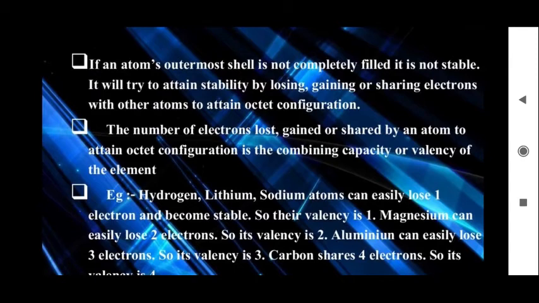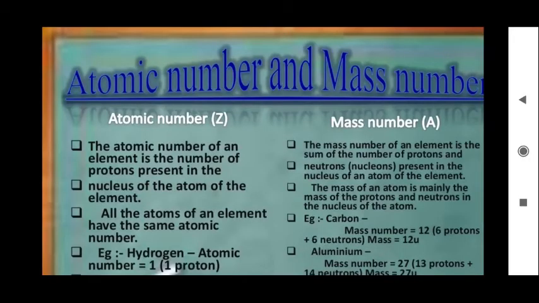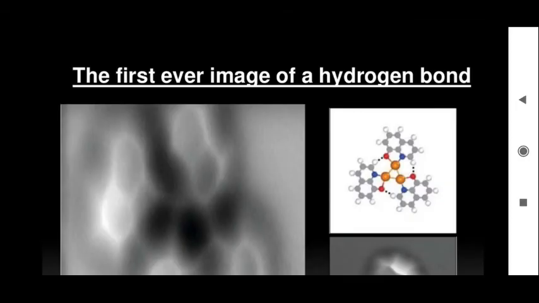So these are the different atomic structures of the first 18 elements, where you can come to know about the atomic number, mass number, number of electrons, number of protons, and also about valence electrons and valency. This is the difference between atomic number Z and mass number A. Here you can see the first image of the hydrogen bond, that is a bond between 2 hydrogen atoms.